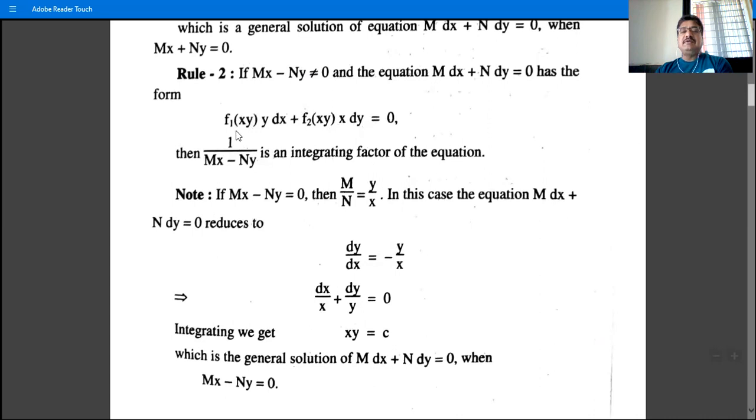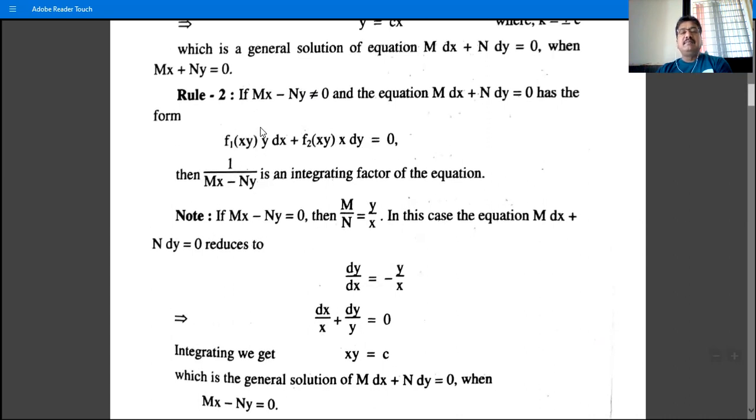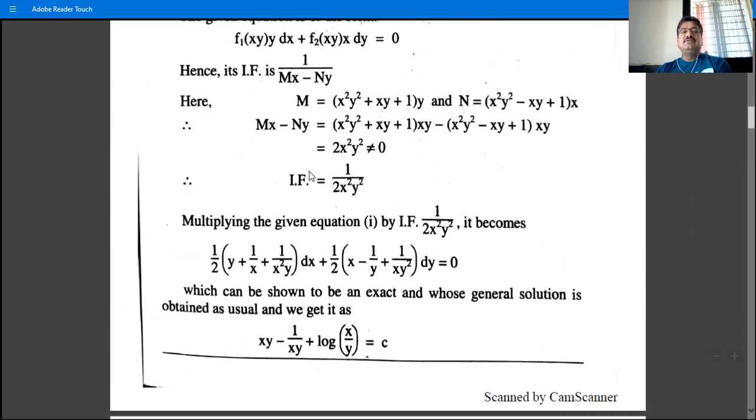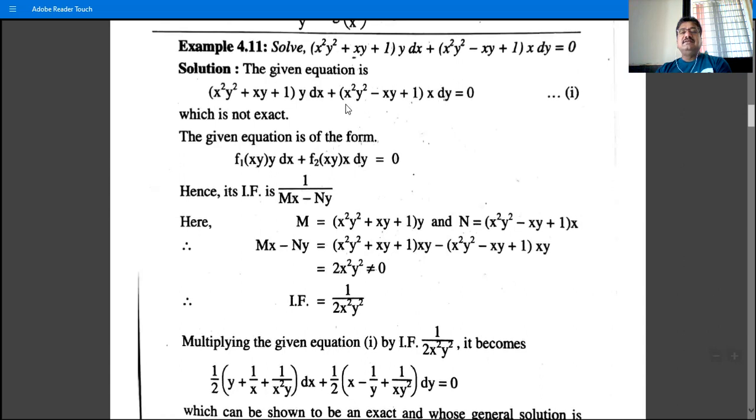So the given differential equation is of this type, f1(xy) y dx plus f2(xy) x dy is equal to 0. That is, the example is on rule number 2, and so 1 by (Mx minus Ny) is the integrating factor. So first identify that this is a differential equation which is not exact, but it is of the type f1(xy) y dx plus f2(xy) x dy is equal to 0, and hence the integrating factor is 1 by (Mx minus Ny).